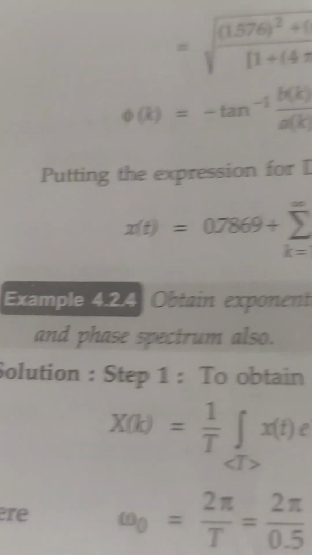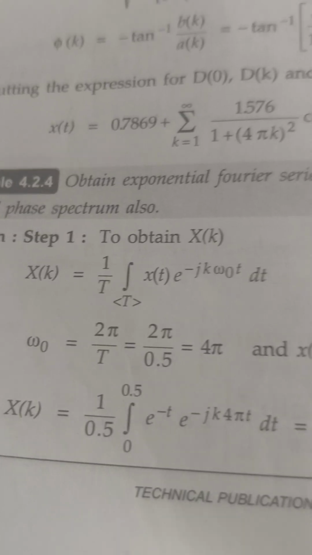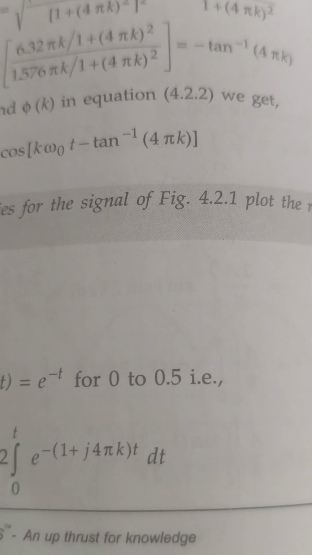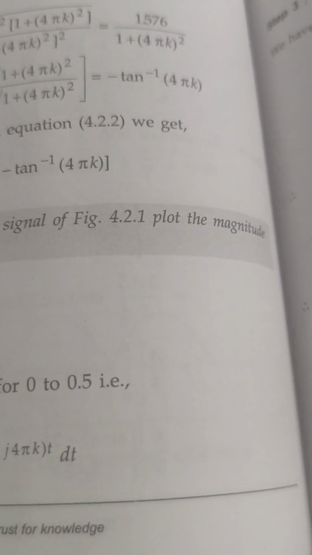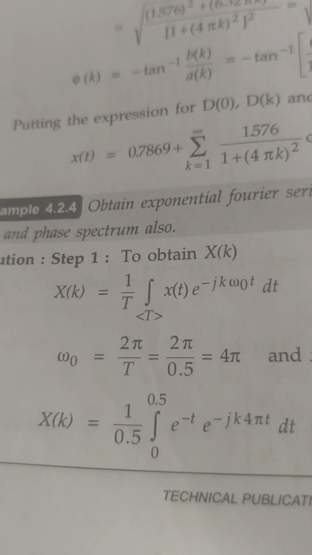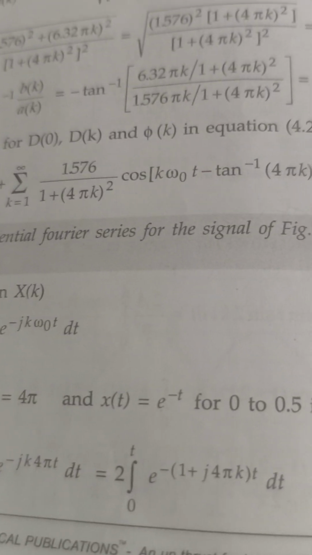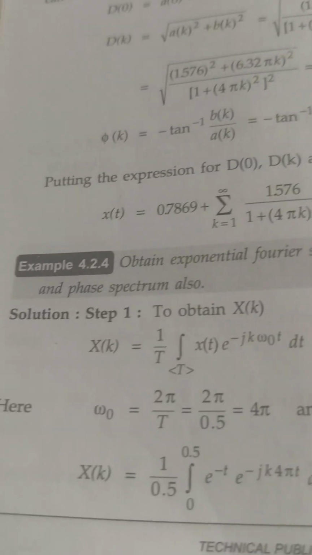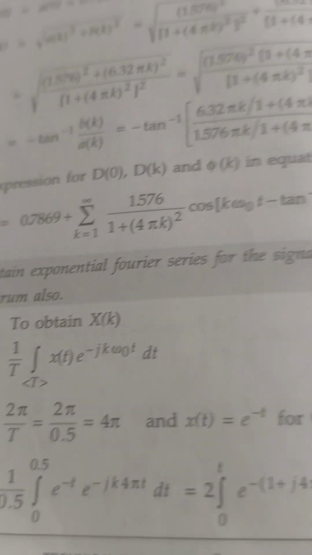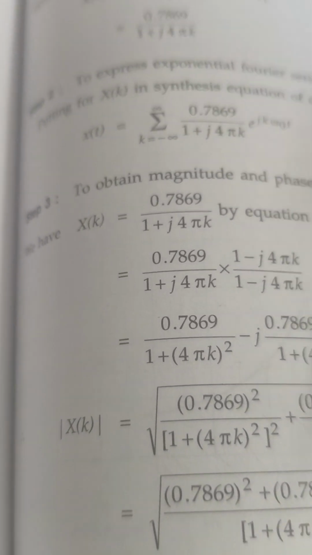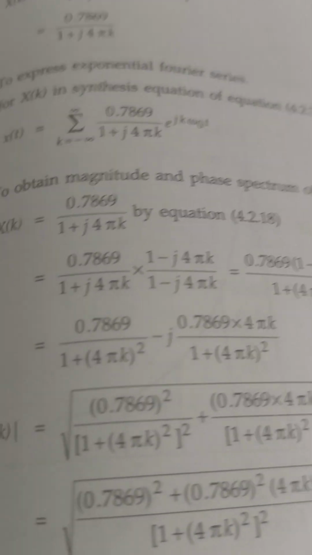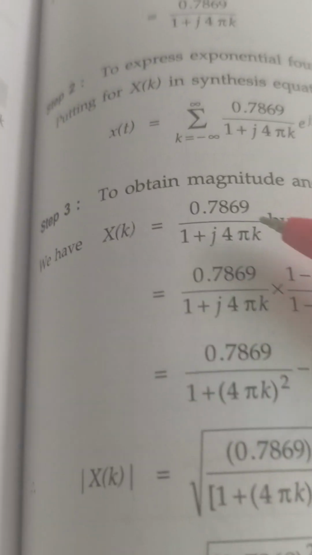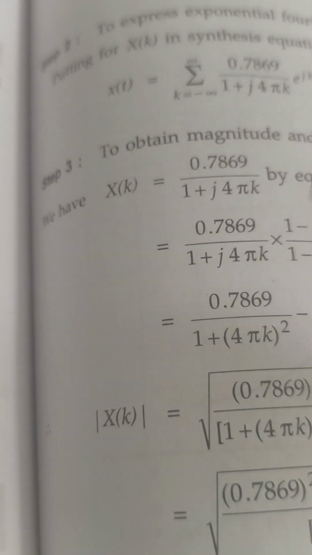But in the problem, we are asked not only to obtain the exponential Fourier series for the signal of figure 4.2.1, but also to plot the magnitude and phase spectrum. That is not over; we have to find the magnitude and phase spectrum also. Therefore some steps are required to find the magnitude and phase of X of k. That is the third step, to obtain the magnitude and phase spectrum of X of k.